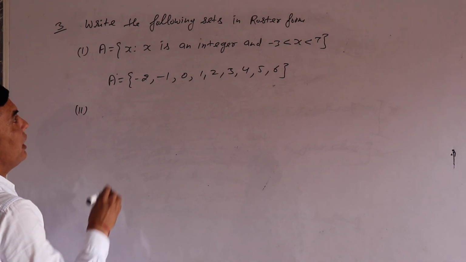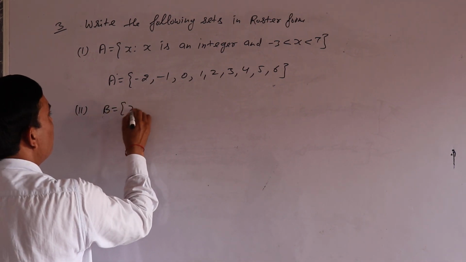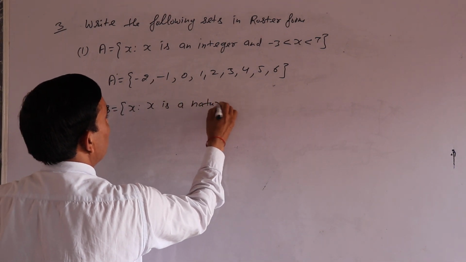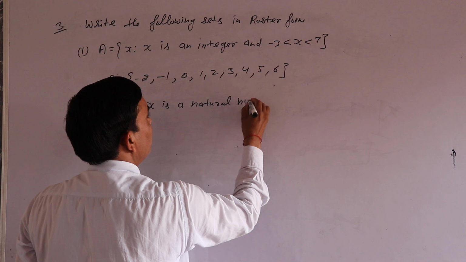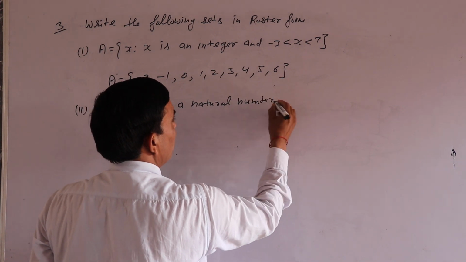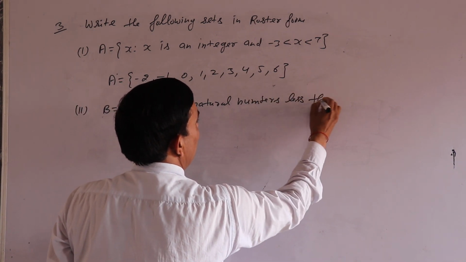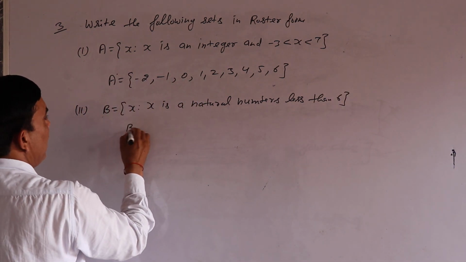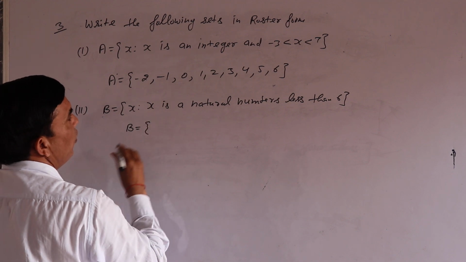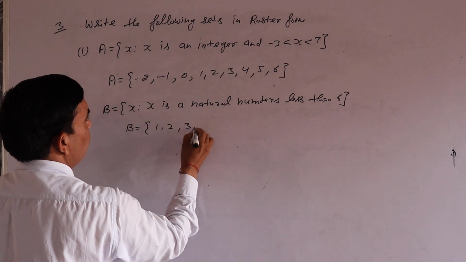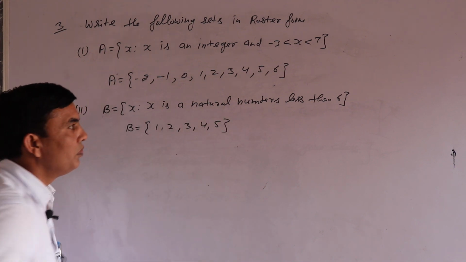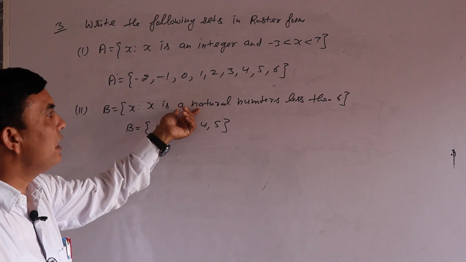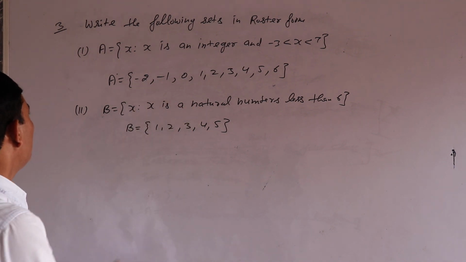Now the second part says B equals {x such that x is a natural number less than 6}. So we can write set B in roster form as {1, 2, 3, 4, 5}. So students, this is the roster form and this is the set builder form.